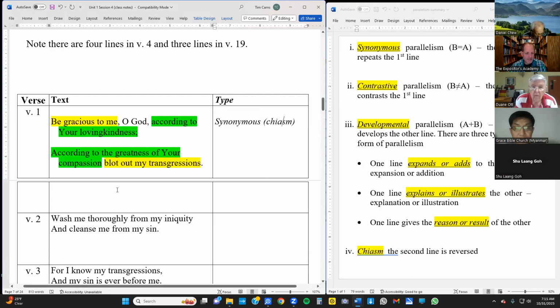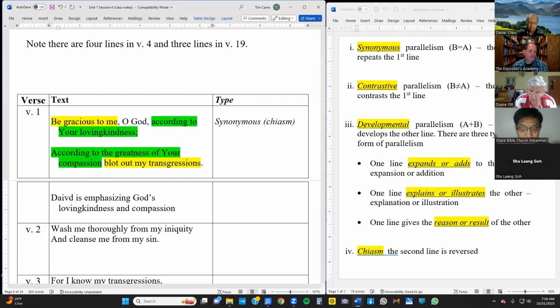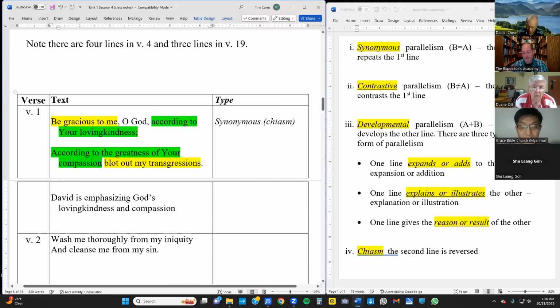All right, and a chiasm focuses attention on what was reversed. So in this case, God's loving kindness and his compassion. David is emphasizing God's loving kindness and compassion. The parallelism, the chiasm, is focusing our attention on that. Okay.